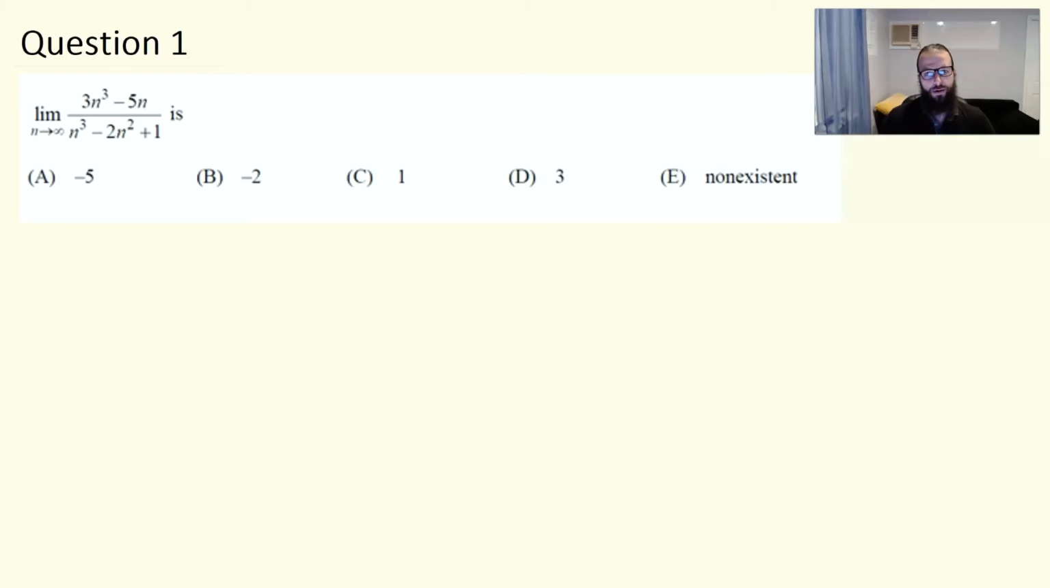This is question number 1 on our limits quiz. And what we have here is a basic limit to infinity. So we have the limit as n approaches infinity of 3n cubed minus 5n all over n cubed minus 2n squared plus 1.